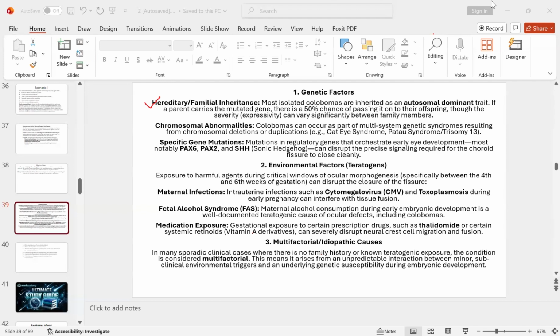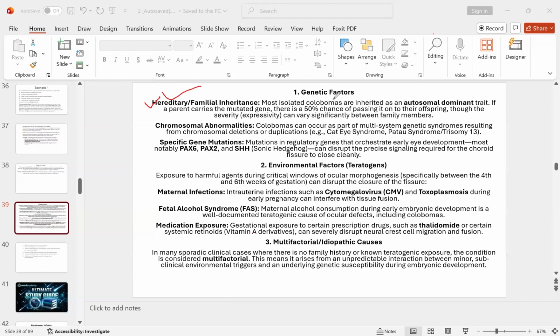So let's now discuss the causes of this disease. There are three factors that are responsible for causing iris coloboma: number one, genetic factors, number two, environmental factors, and number three, it is multifactorial or it may have idiopathic causes. Let's start with the genetic factors. There are three genetic factors. The first is hereditary or familial inheritance, which means that the patient can inherit this disease from their parents.